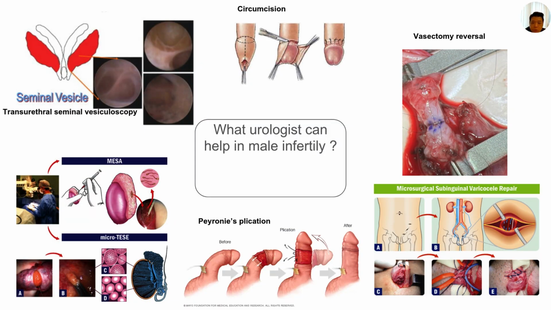So in conclusion, how can urologists help in male infertility? We can perform MESA or micro-TESE to obtain sperm in patients with non-obstructive azoospermia or oligospermia. We can perform Peyronie's plication if the patient has curvature on erection. We can perform microsurgical subinguinal varicocele repair if the patient has severe varicocele causing male infertility. If the patient has a history of vasectomy, we can do the reversal. If the patient has severe phimosis, we can do circumcision.